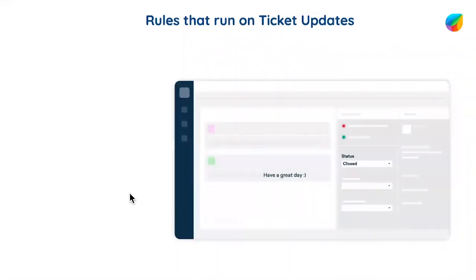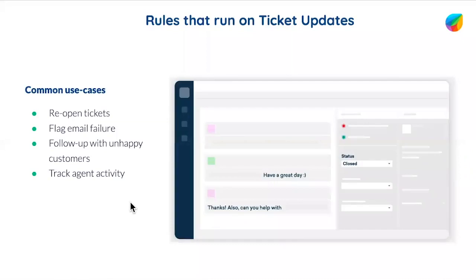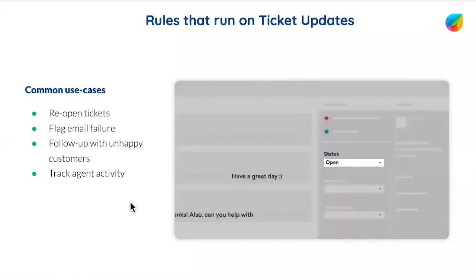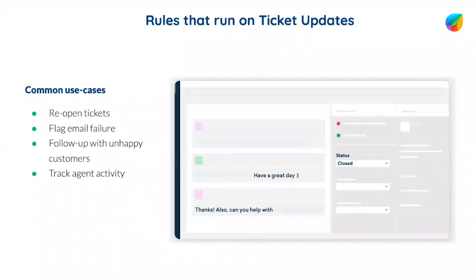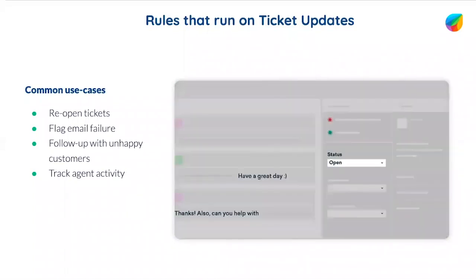Now, some of the common workflows that a lot of customers have automated is reopening tickets, the example that I just spoke to you about. And another common one, especially in the last few years, is flagging email failures.